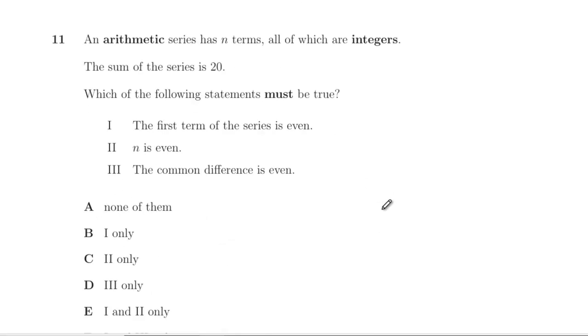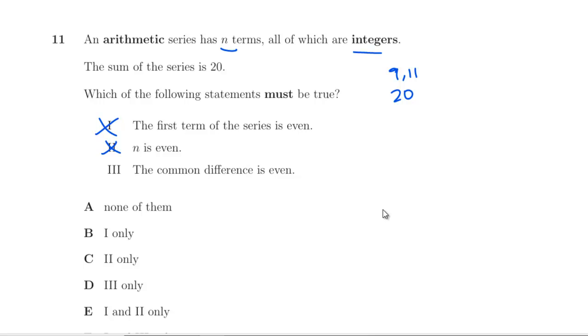11. An arithmetic series has n terms, all of which are integers. The sum of the series is 20. Which of the following statements must be true? The first term of the series is even. N is even. Right, so what is it? So we've got n terms. Everything's integers. Sum of the series is 20. First term of the series is even. Wait, no, you could just do 9 and 11. That's 2 terms. First term's not even. So no. Is n even? Well, no, you could just have 20. So that's no good.